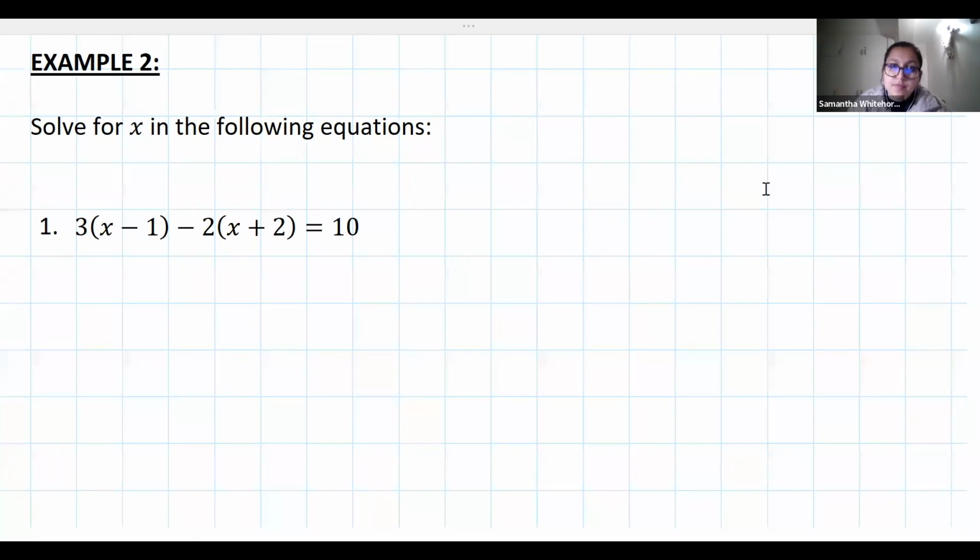Distribute, put all your terms with an x on one side and all your constants on the other side, and use your inverse operations to solve for x. Remember, if you have questions along the way, you're welcome to put them in the chat, or send Yolanda or myself a message and we can help you. But otherwise, put answers in the chat so we can see how you're going.